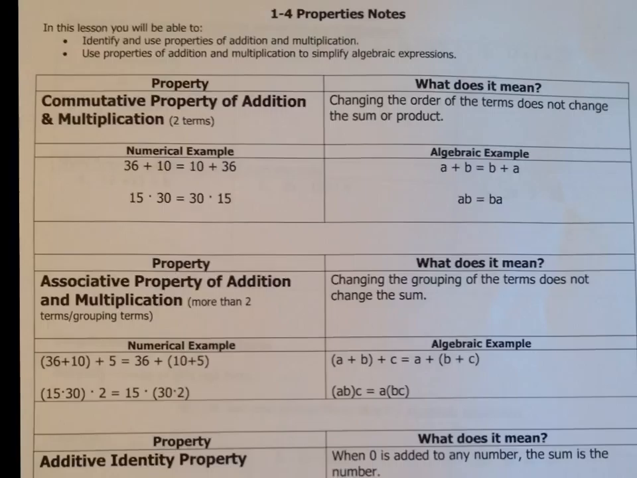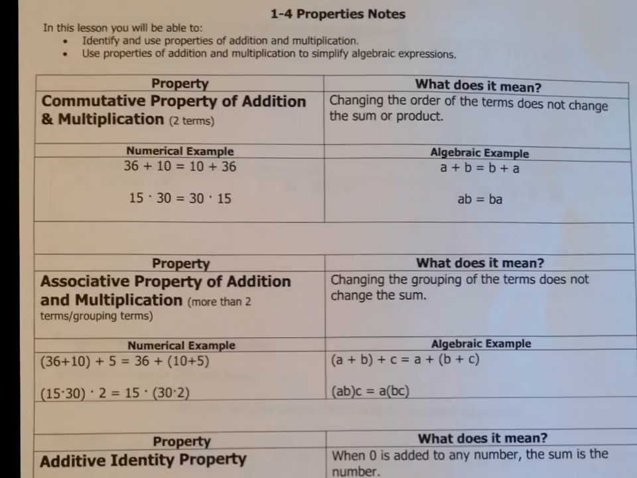Okay, so the first property we're going to talk about is the commutative property. The commutative property is for addition or multiplication. The commutative property of addition and multiplication is when you change the order of the terms, it doesn't matter. It will not affect the sum or the product. Okay, that would be your answer to addition or multiplication.